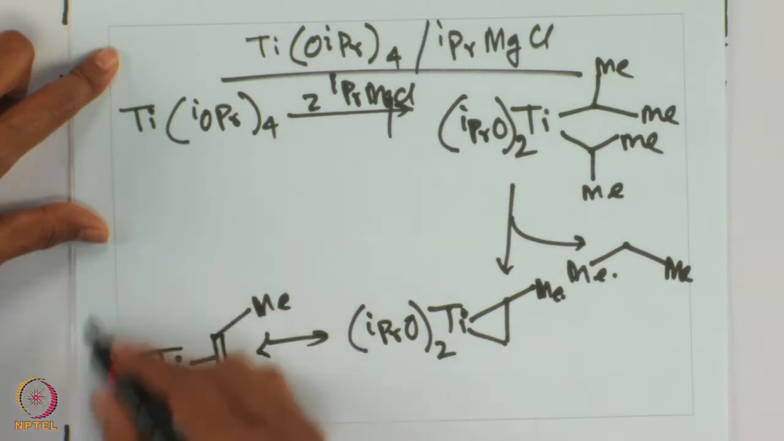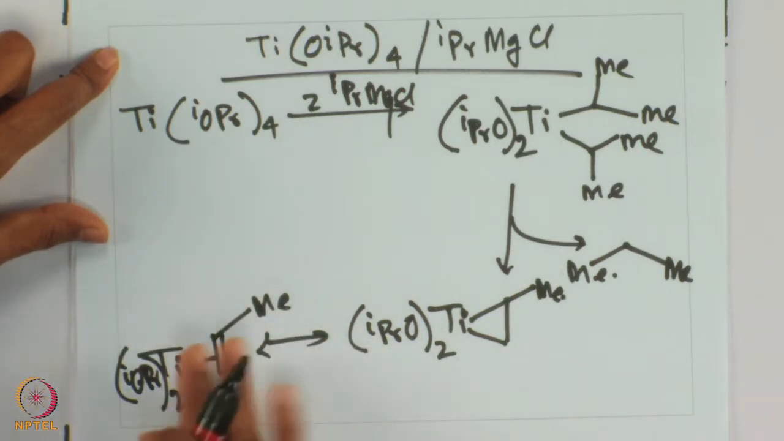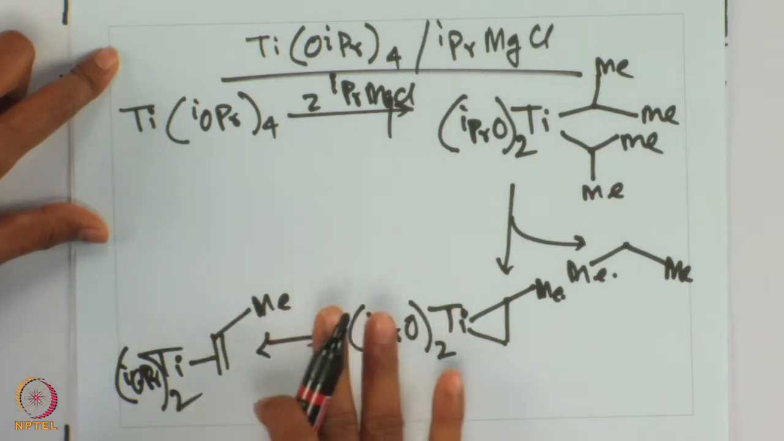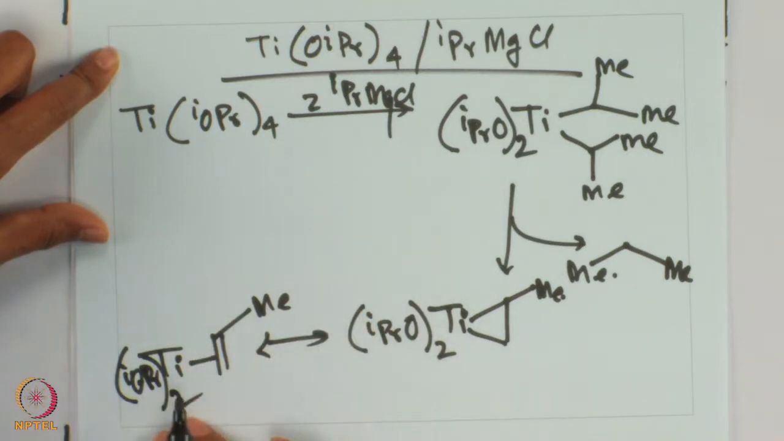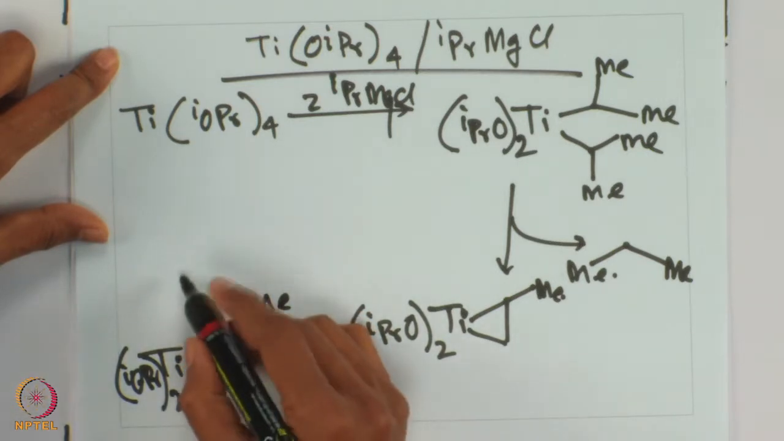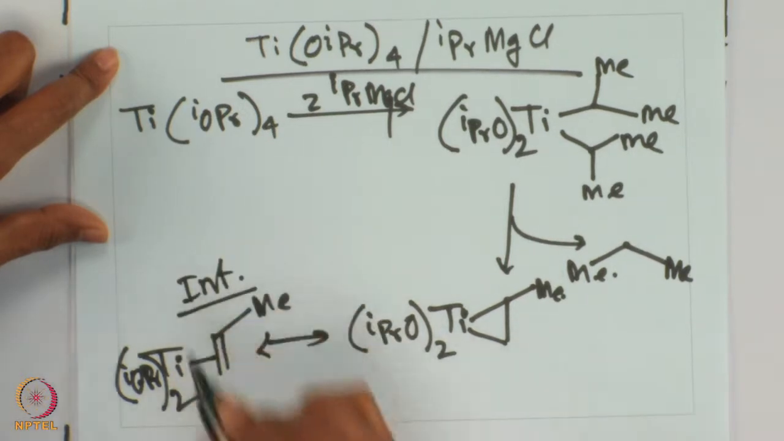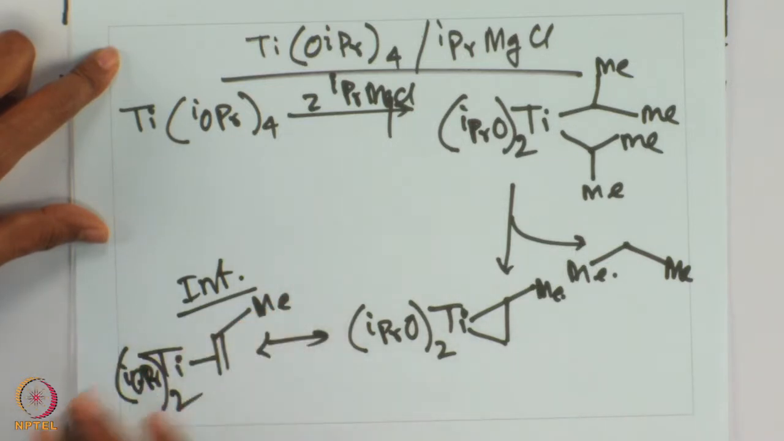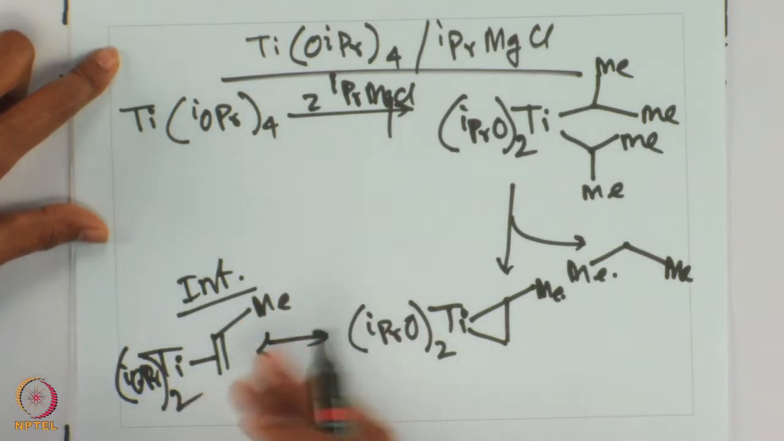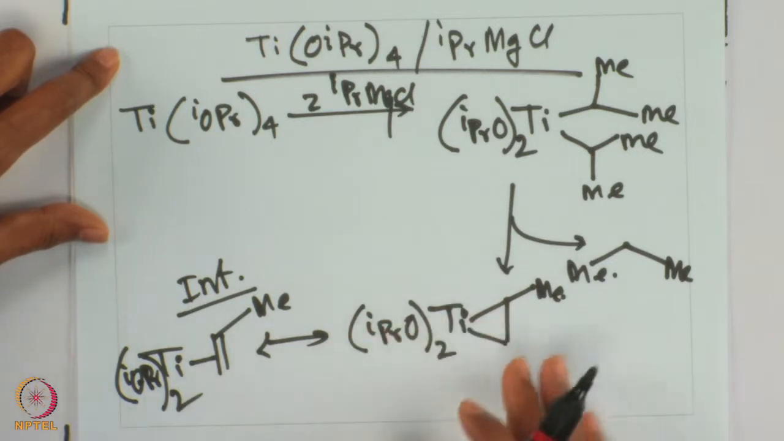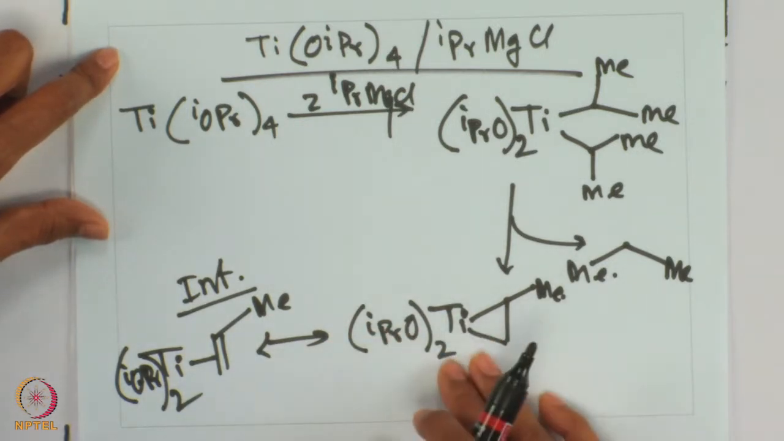Now, this is the intermediate from where we can get rid of the olefin if we want. For example, if we wanted to react this intermediate, let us say this is an intermediate, with an alkyne, then we can react and get the titanocyclopropene type of intermediate.